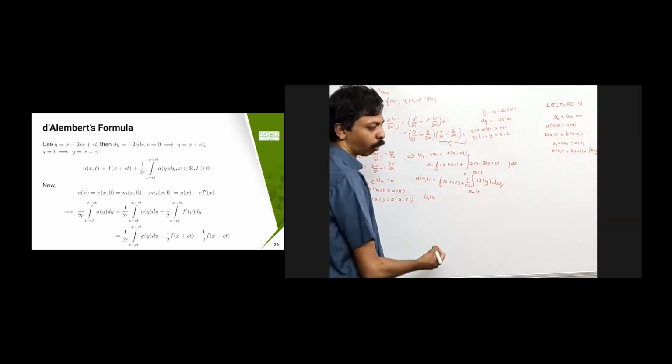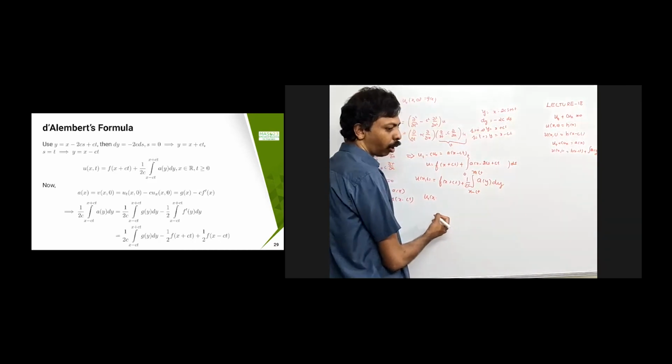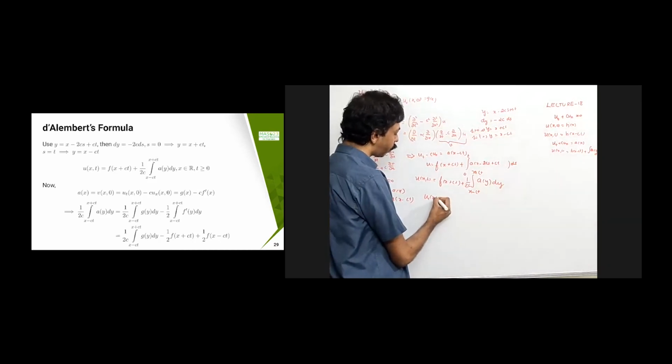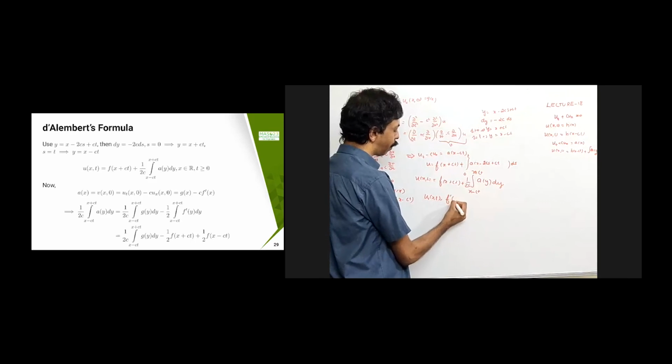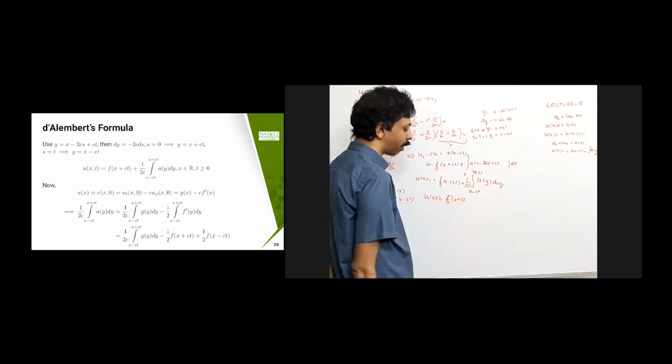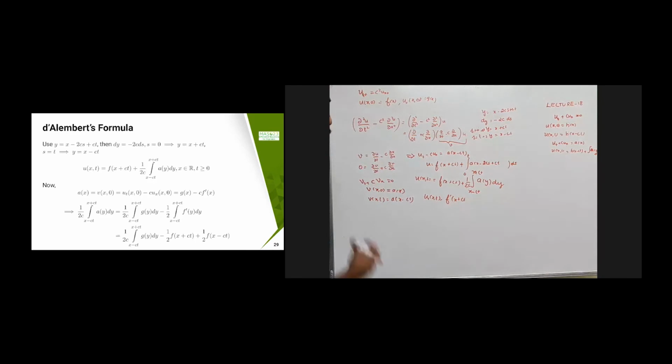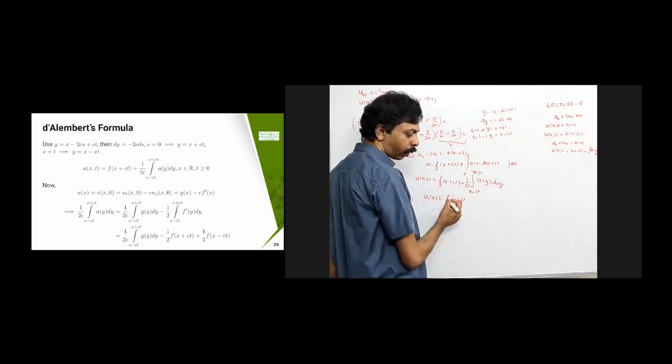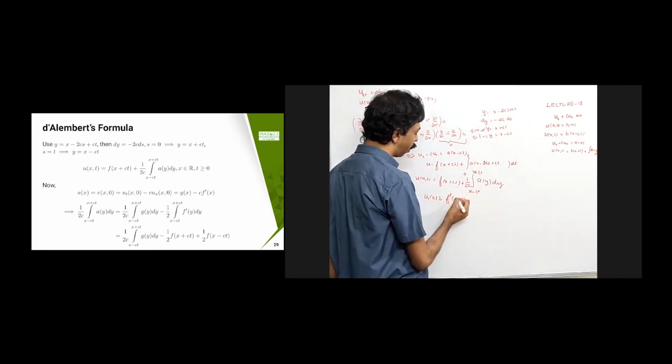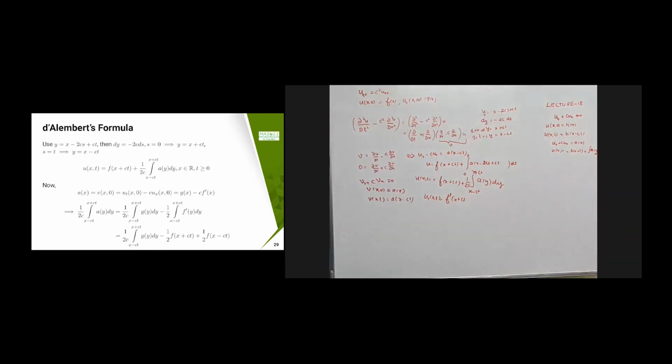Now ut of x comma t I can find. Okay, ut of x comma 0 I have. So ut of x comma t I first have to find. So ut of x comma t is going to become f dash of x plus ct, into c is going to come. Okay, that I don't require now.